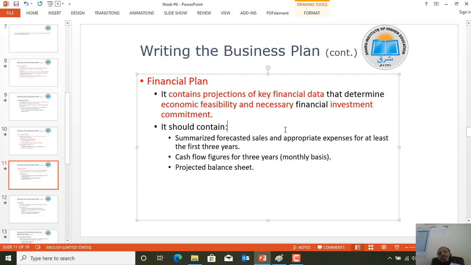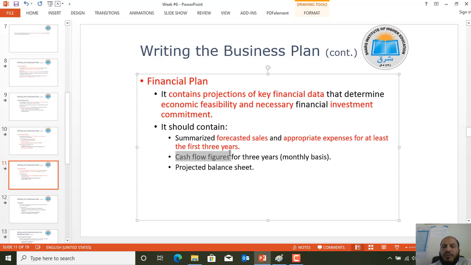So the financial plan contains sales forecasting, financial budgets, pro forma income statement, pro forma balance sheet, and also the cash flow statements for the business. In sales forecasting, we will develop the expenses and revenue part for at least 3 years. We will predict the expenses of the business and also the revenue of the business for at least 3 years.